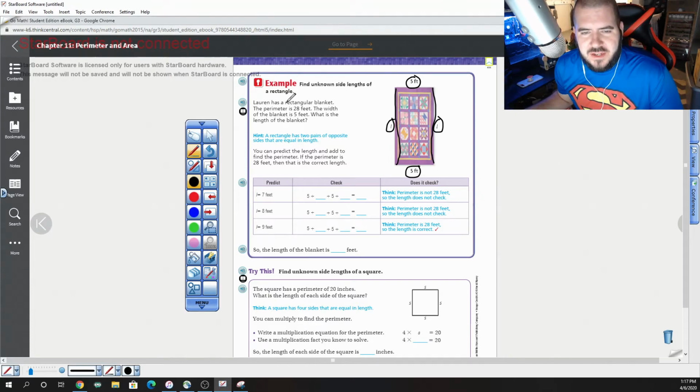So Lauren has a rectangular blanket, and the perimeter is 28 feet. We know the width of the blanket is 5 feet, which is these numbers here. And we want to find the length of the blanket. So L for length.